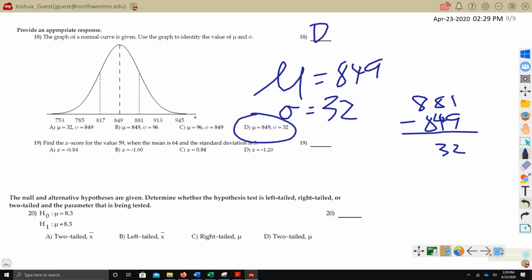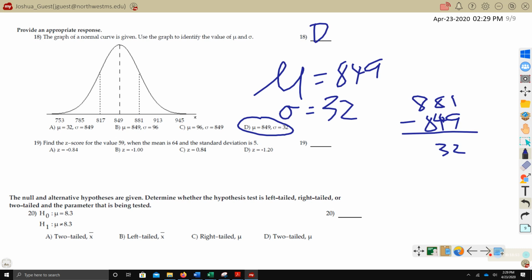All right, so mu is 849, sigma is 32, but you find the difference there. You take the middle number for mu, and you take the difference between that and either line on either side of it, or any two of the numbers for that matter. They should all be 32 apart.